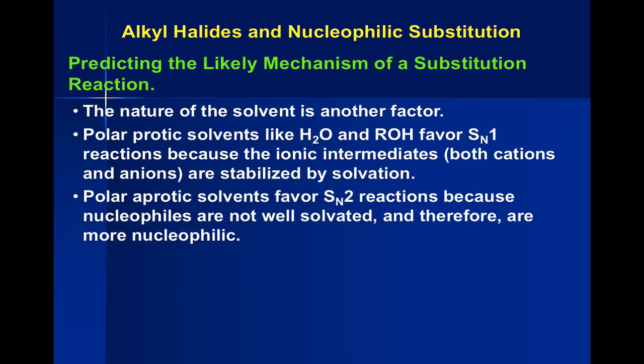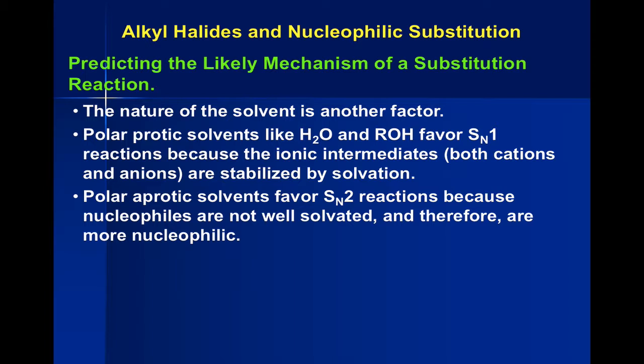We know that polar protic solvents like water and alcohol will favor the SN1 reactions, because those ionic intermediates that we generate are going to be stabilized by the solvation that those polar protic solvents can provide, and so that lowers the energy of activation.